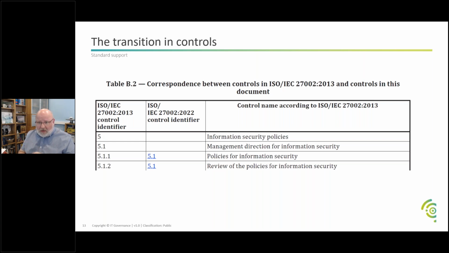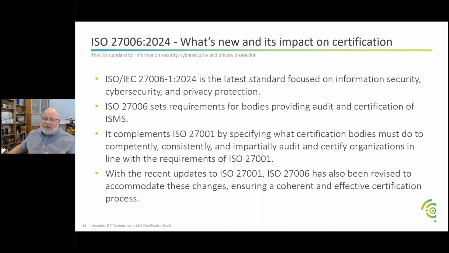I have used them a lot, and I'm still using them a lot, to make sure that I don't miss anything. Now, we'll just have a little mention about 27006. So 27006 is where auditors go to look at how they implement or audit against 27001. It sets out the requirements for certification bodies.